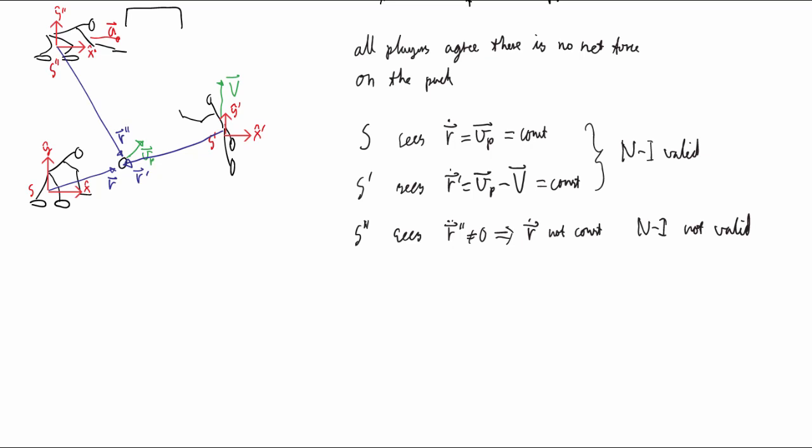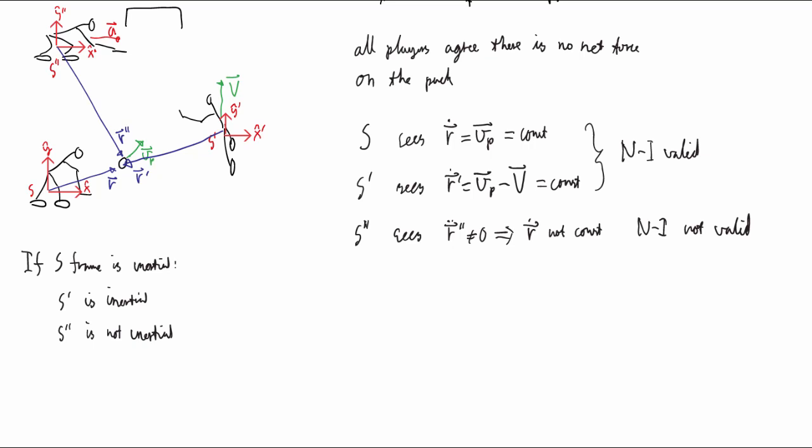And we can resolve all of this by simply noting that if the S frame is inertial, then S prime is inertial because it's not accelerating with respect to S. S double prime, however, is accelerating, so it's not inertial. And that's why Newton's first law is not valid in this frame over here.